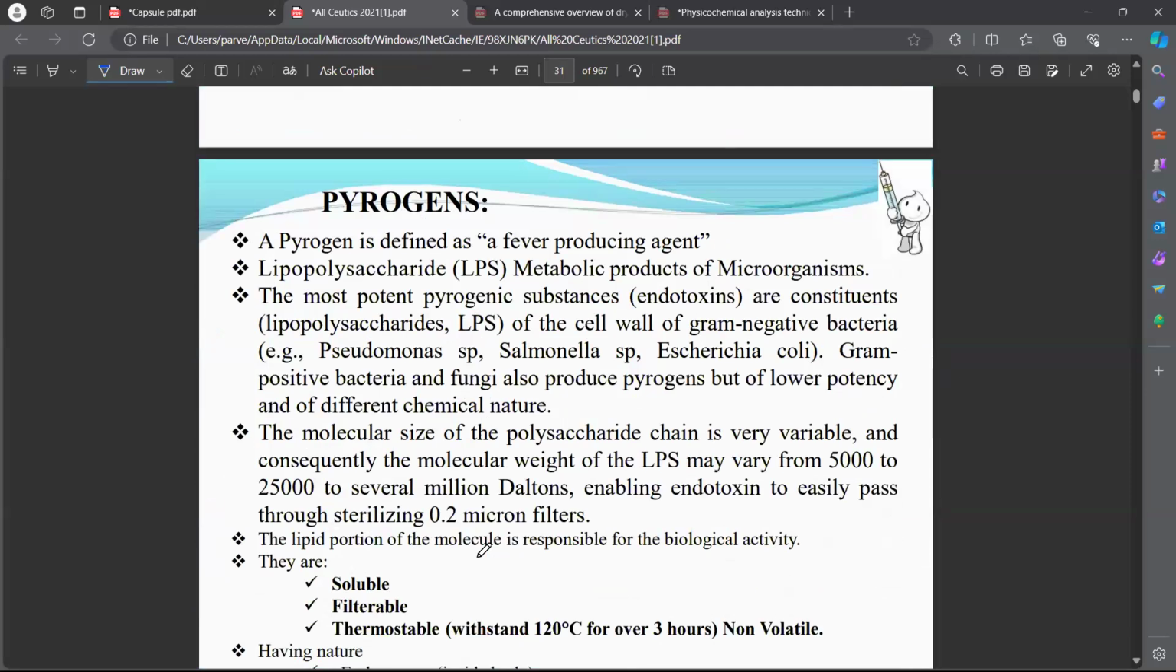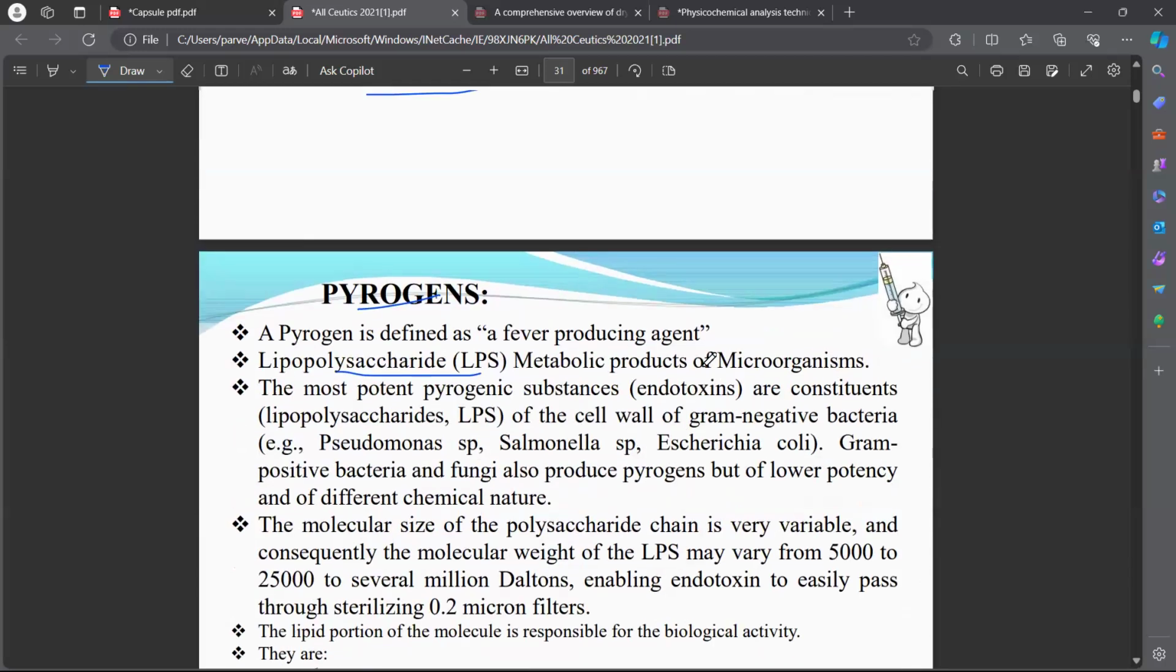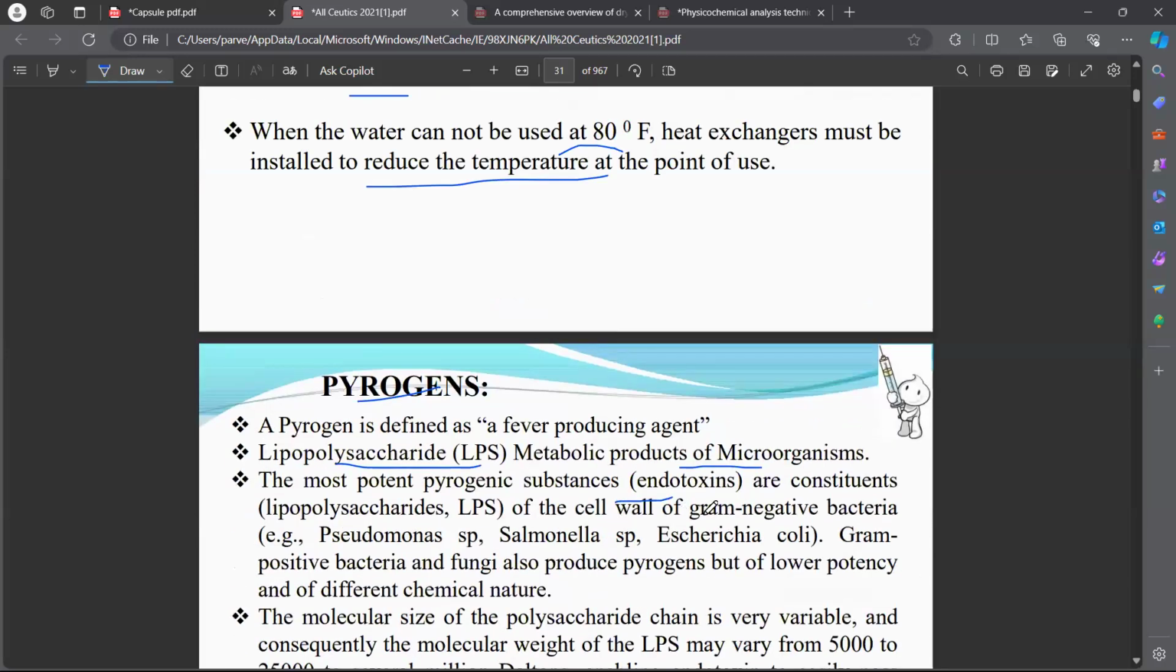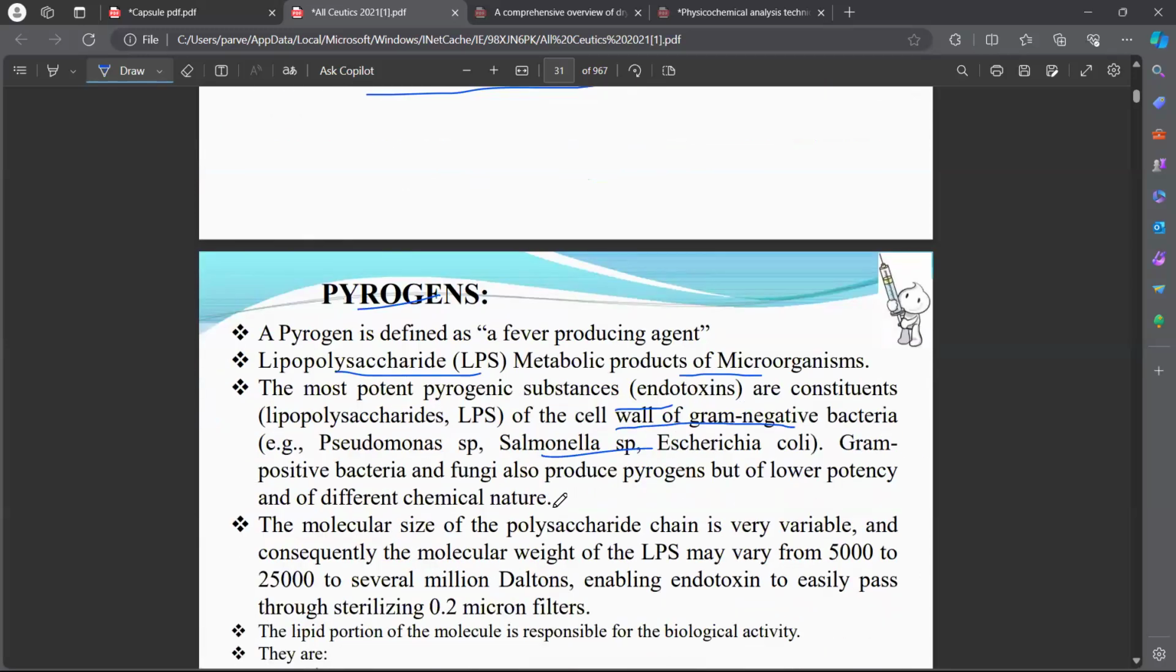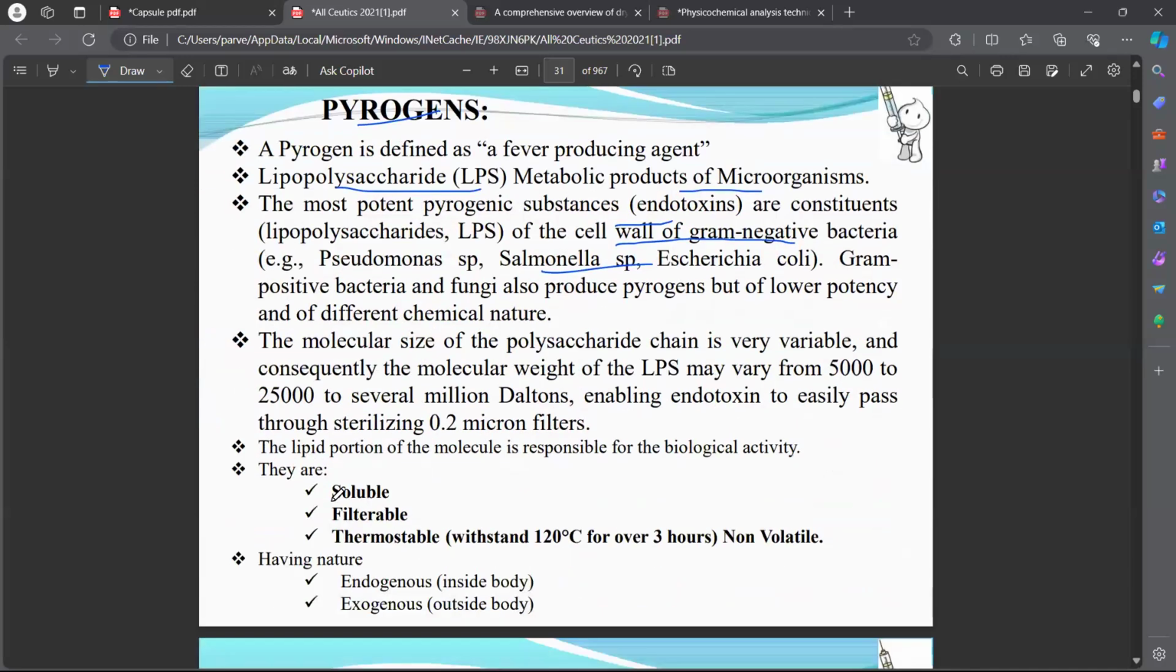Next, the most important topic when coming to injectables is the pyrogens. As I mentioned, these are lipopolysaccharides and metabolic products of microorganisms. Most pyrogens are endotoxins, which are constituents of the cell wall of gram-negative bacteria, for example Pseudomonas, Salmonella, Escherichia coli. While gram-positive bacteria produce exotoxins, gram-negative bacteria produce endotoxins. Generally, pyrogens are soluble, filterable, and thermostable. They can withstand 120 degrees Celsius for 3 hours.